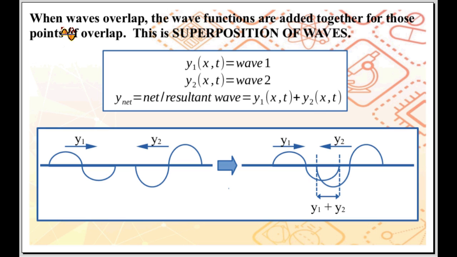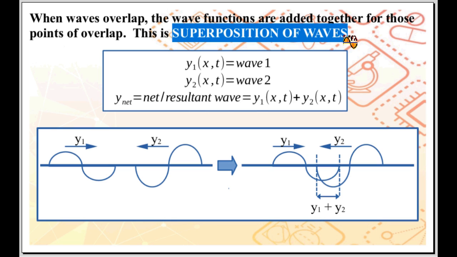And when you have more than one wave traveling in the same medium, there's the possibility that the waves will overlap. When waves overlap, the wave functions are added together for those points of overlap. This is referred to as superposition of waves.